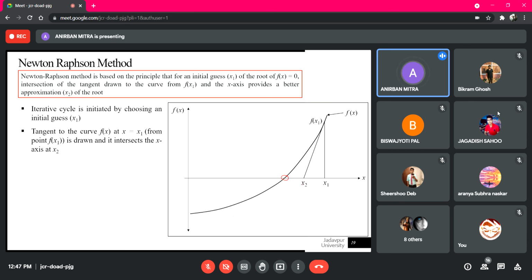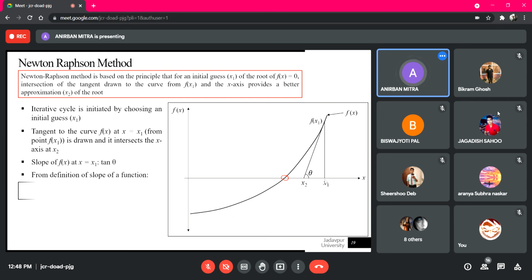And you can see x2 is much closer to it than x1. So that is the logic that we follow in Newton-Raphson. That is how we approach the root. Next, what we do? Let us find out the slope of that tangent. Find out tan theta, the slope at x equal to x1 for f(x).